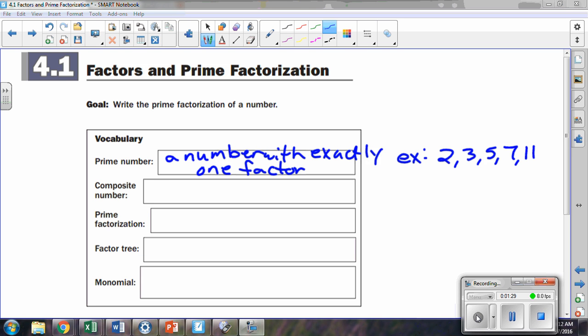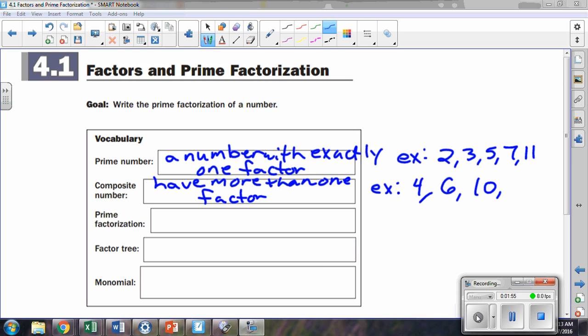Composite numbers have more than one factor. And so those are numbers that you can split up. For instance, 4 can be split up as 2 times 2. 6 can be split up as 2 times 3. 10 is 2 times 5. 55 is split up as 5 times 11. Any number that you can split up into smaller chunks with multiplication is composite.